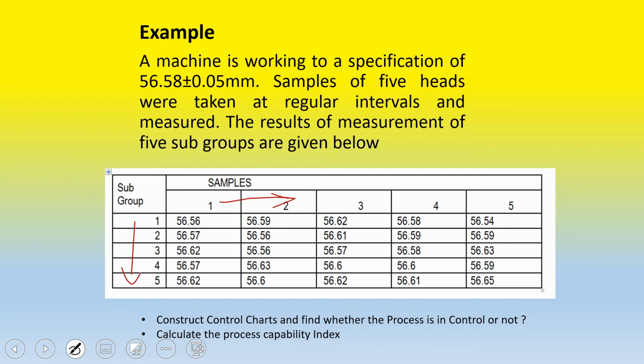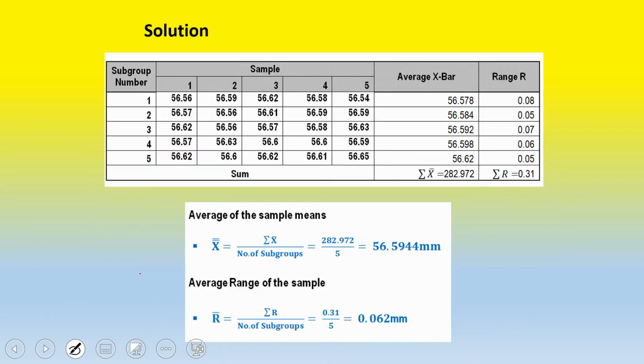It's given as subgroups and samples. We have taken 5 samples here and also 5 subgroups here. The question is: construct a control chart and find whether the process is in control or not. Calculate the process capability index. The solution, how to do that? You see here the subgroups are given as 1, 2, 3, 4, 5. We have taken the samples 1, 2, 3, 4, 5.